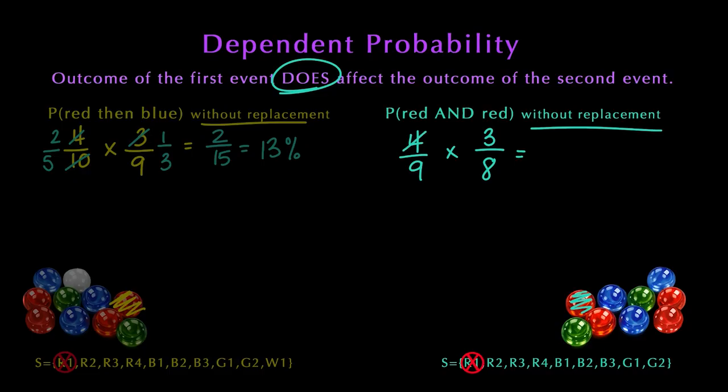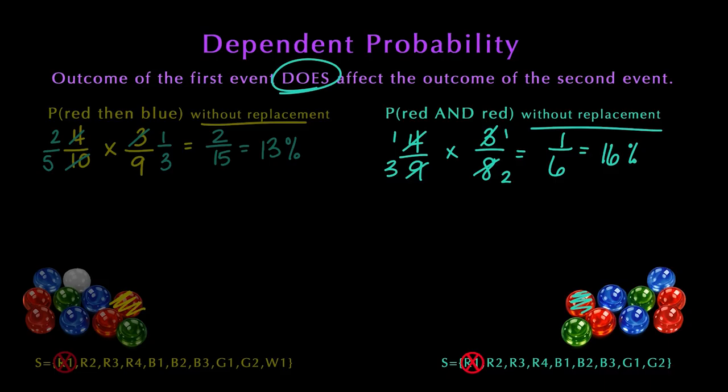So I can reduce crossways as well. So that's 1 out of 2. This is 1 out of 3. So now I have 1 times 1 on the top, 3 times 2 on the bottom. The percentage of 1/6 is only 16%.